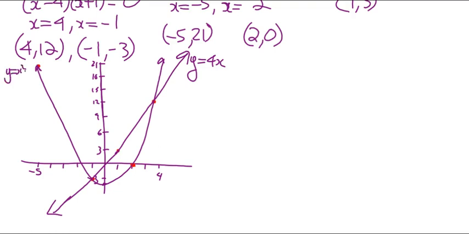Y equals x squared minus 4. And the other straight line we have is 6 minus 3x. So that's going to go through these guys, right? It goes through 6, and it's going to go through 2, 0.